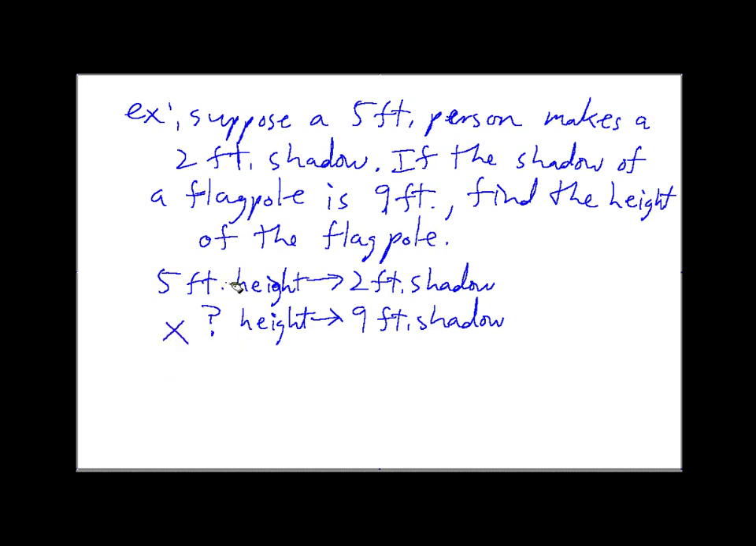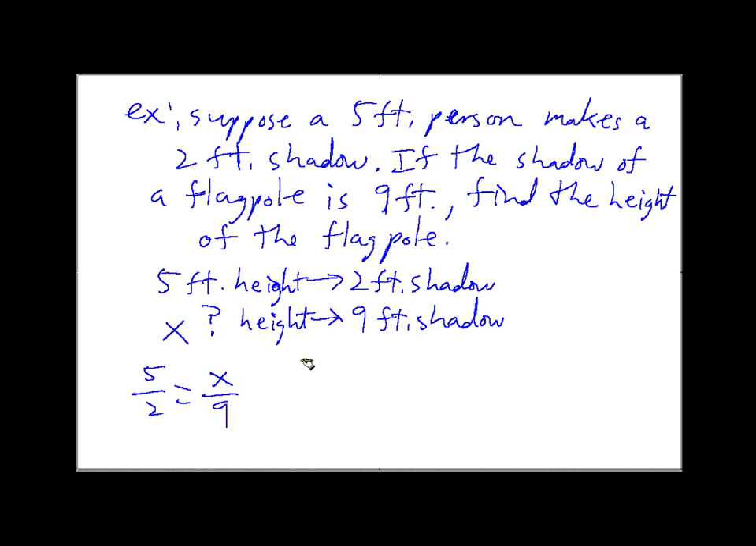So we're saying 5 feet in height to 2 feet of shadow is the same as x feet in height to 9 feet of shadow. All right, so how do I set up the proportion then? Well, look at my arrows. Height is to shadow as height is to shadow. That's how we'll set it up. In other words, we're saying 5 over 2, height is to shadow, is equal to x over 9, height is to shadow.